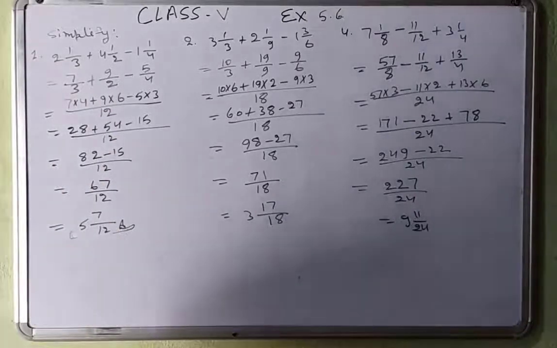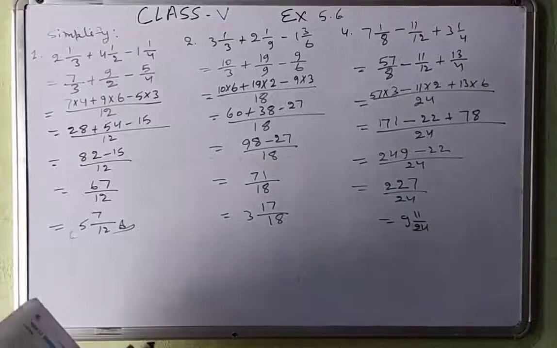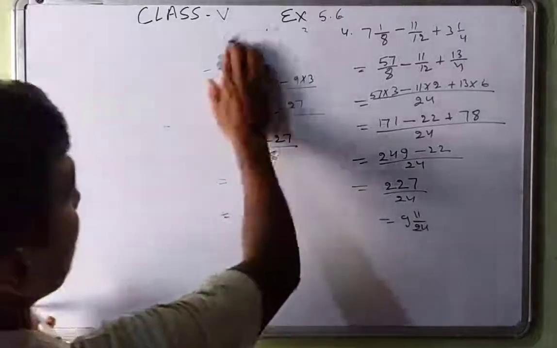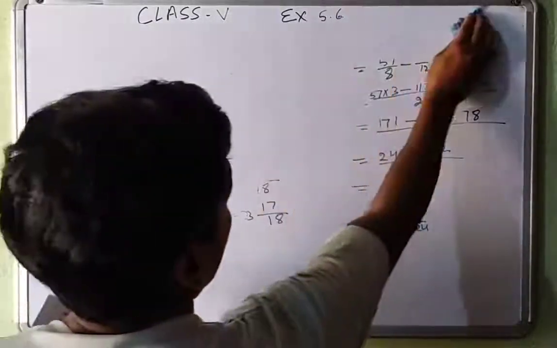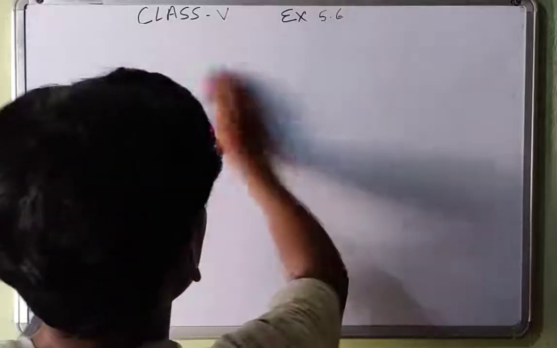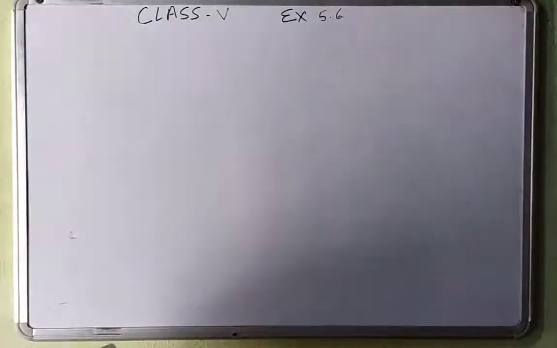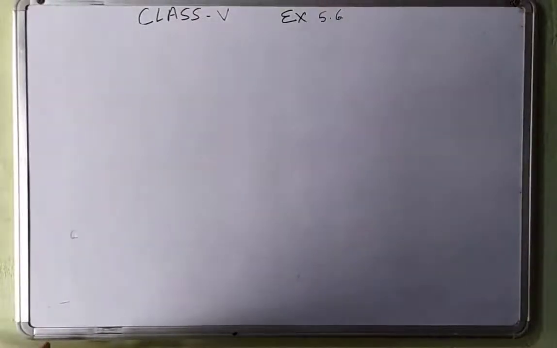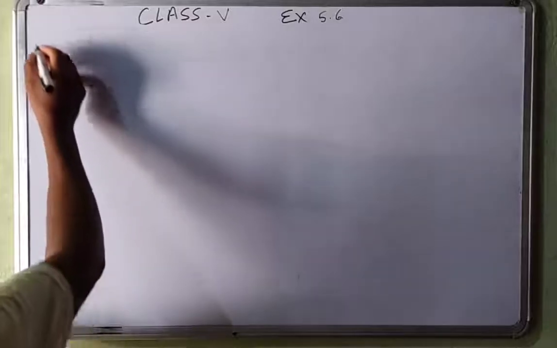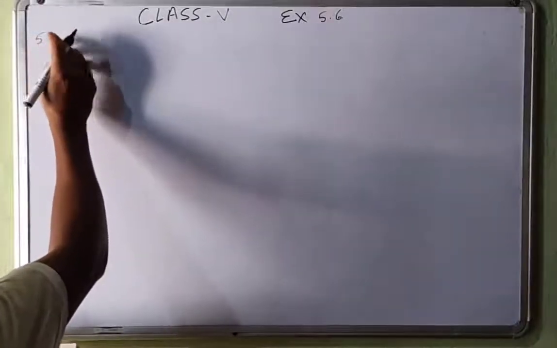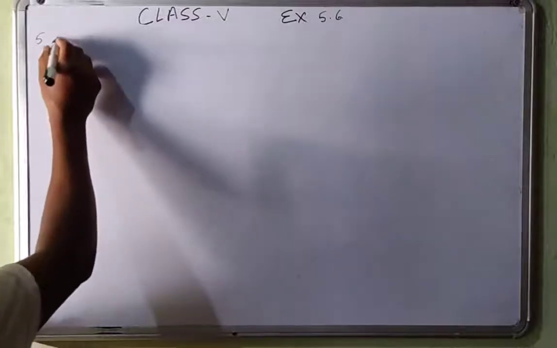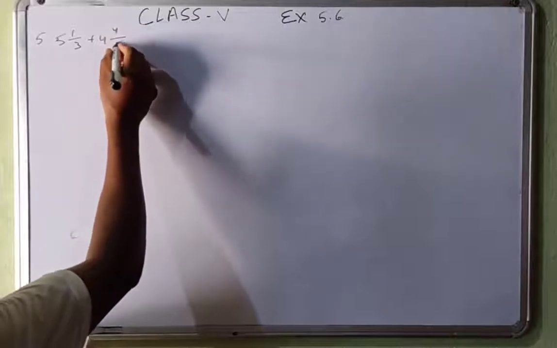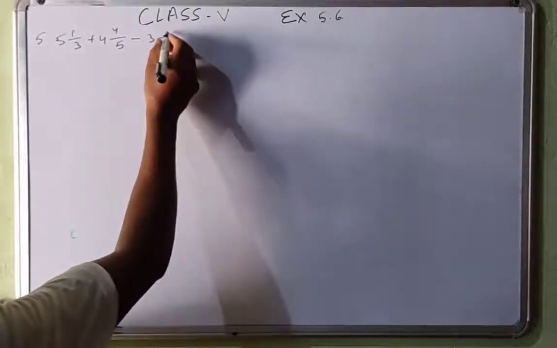And then after, we will see the part number 3, part more we will see here. The next part is fifth part. Fifth part, that is 5 whole 1 upon 3 plus 4 whole 4 upon 5 minus 3 whole 1 upon 15.